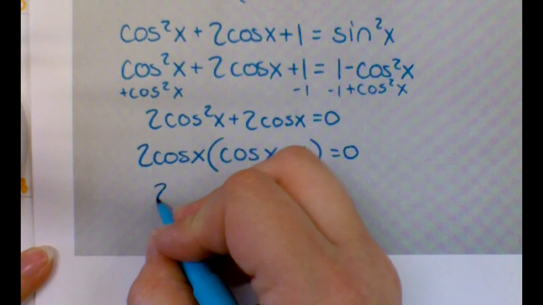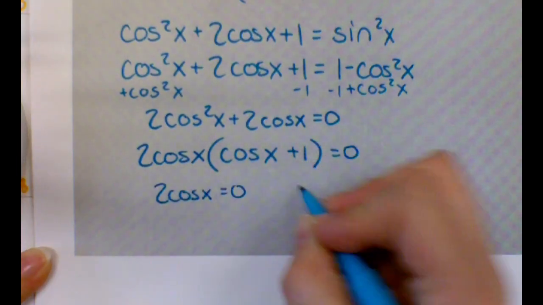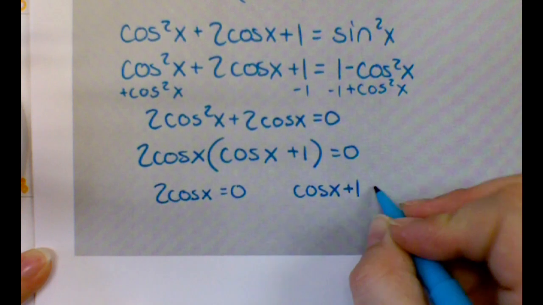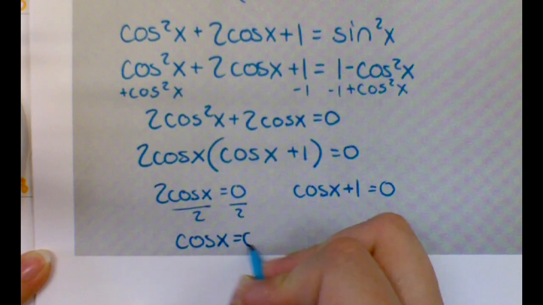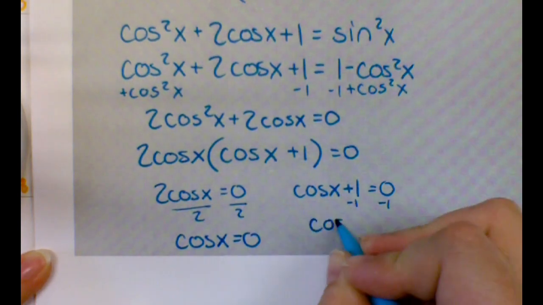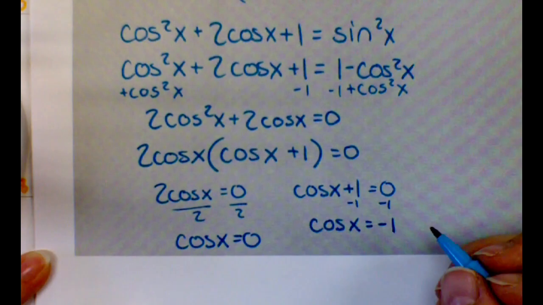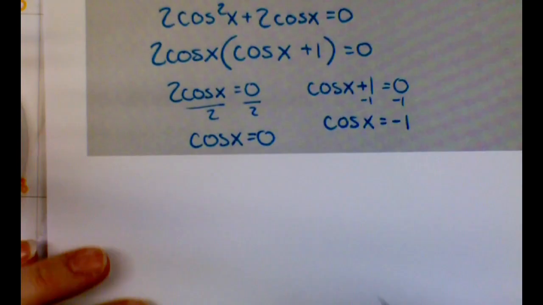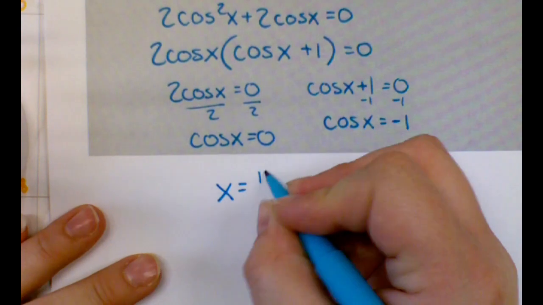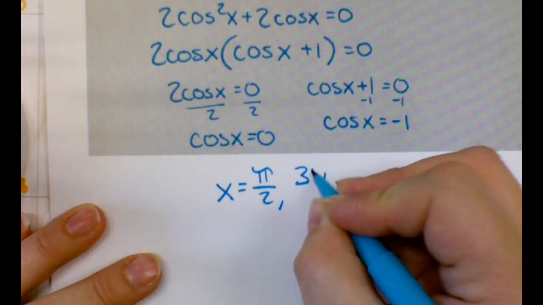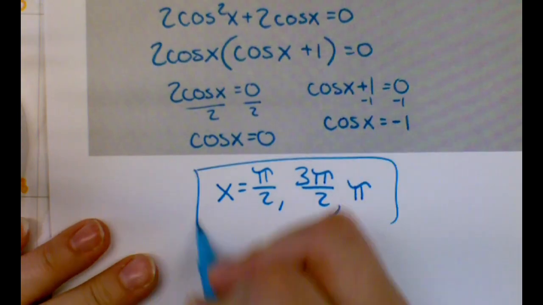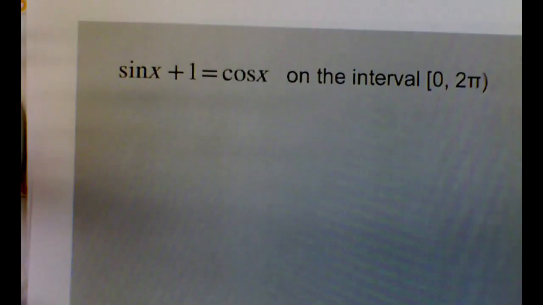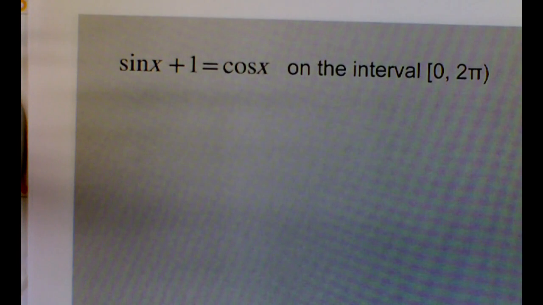Set both pieces equal to 0. 2 cosine of x equals 0. And cosine of x plus 1 equals 0. Divide this first one by 2. Cosine of x equals 0. Subtract 1 over here. Cosine of x equals negative 1. All right, on the interval 0 to 2 pi, so where is cosine 0? At pi over 2 and 3 pi over 2. And where's cosine of x negative 1? That's at pi. There are our answers. Another one very, very similar to that.